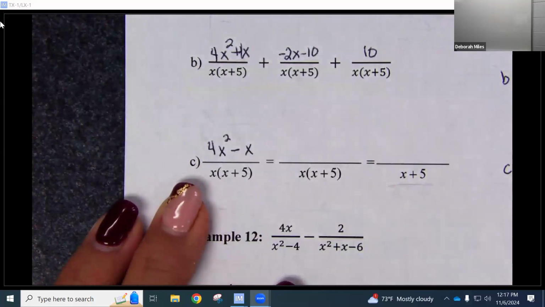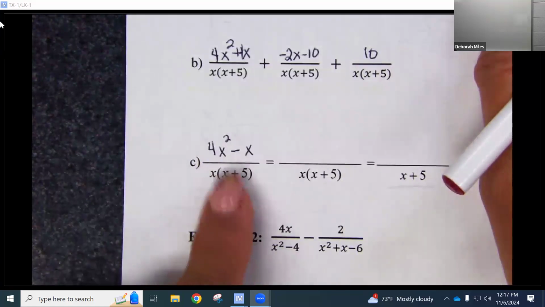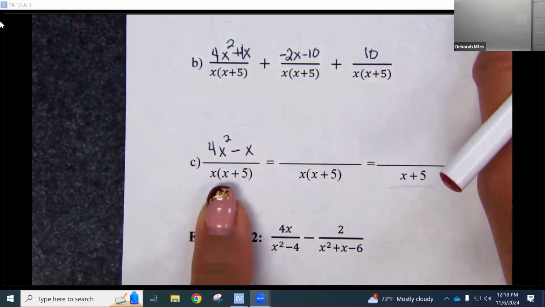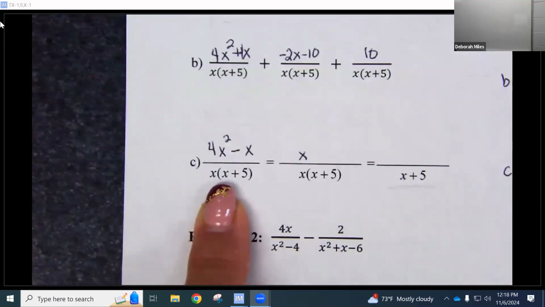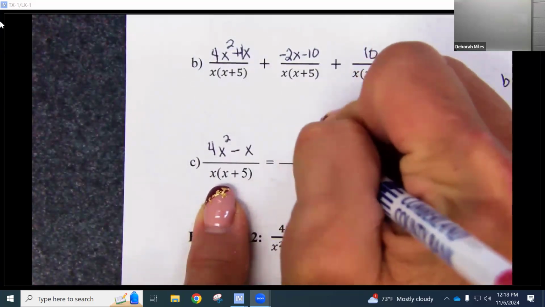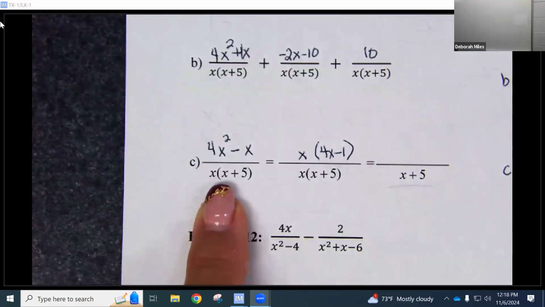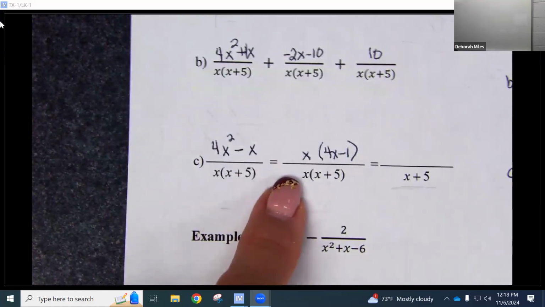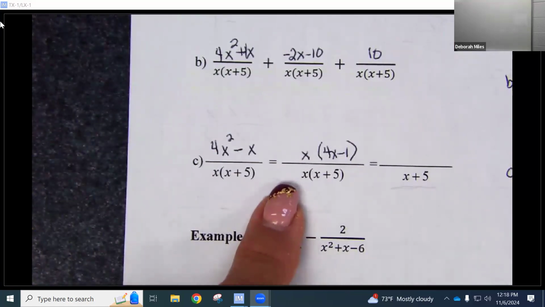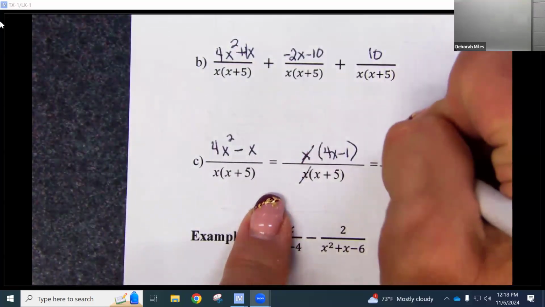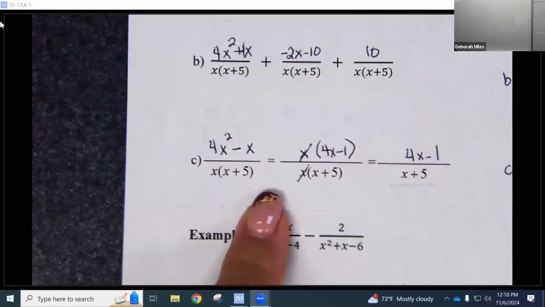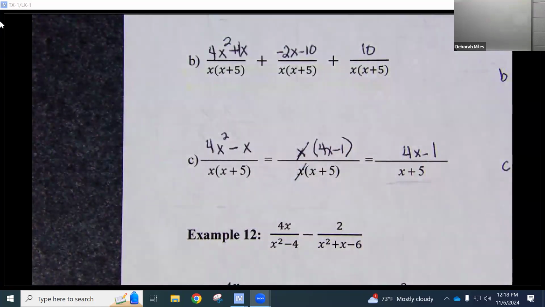And then without looking over here, if I just said, hey, reduce that fraction, what would you do next? You would factor to see if you had any common factors. You would factor out an x. That would leave you a 4x minus 1. And then would it be legal to cancel those two x's or not? They're factors. Once you factor them out, they're factors. So that's 4x minus 1 over x plus 5.